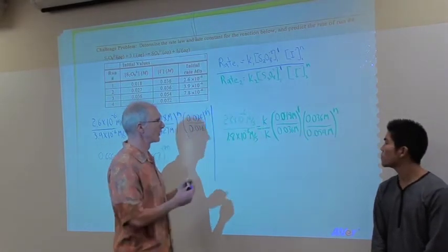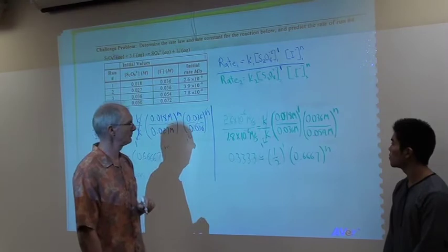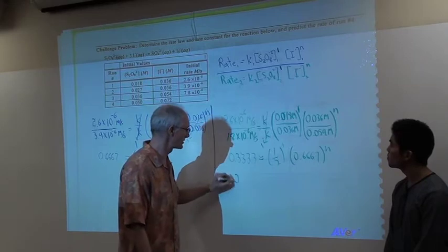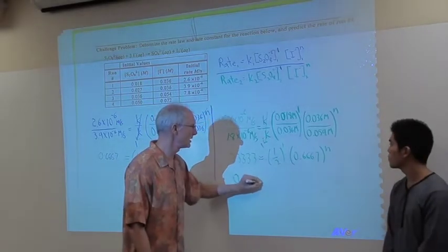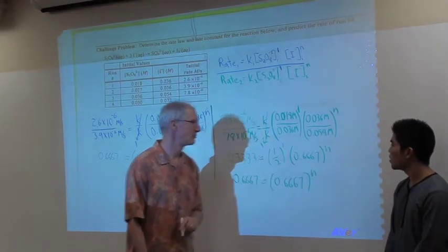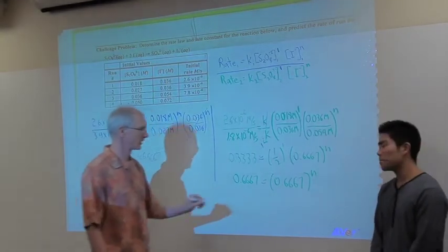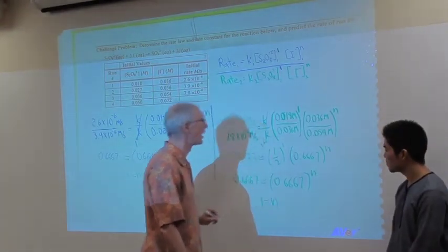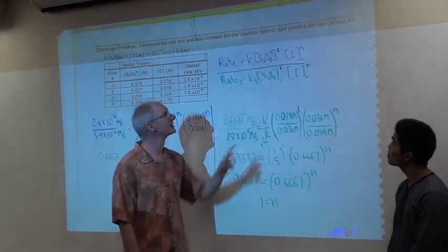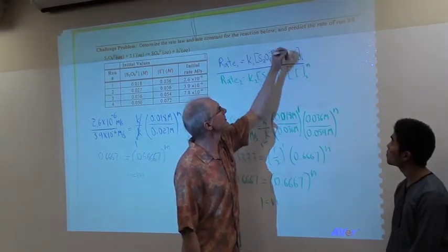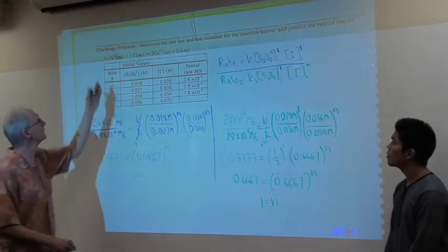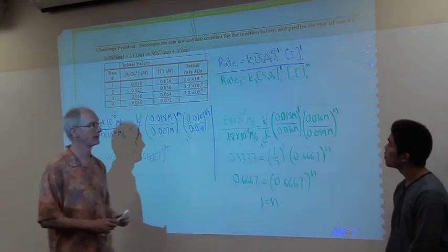And so I can do a little bit of math to begin with. I cross multiply. Half to the 1 is a half. Cross multiply it, I get 0.6667 equals 0.6667 to the n. So what is n? Again, n equals 1. So our rate law is rate equals k times [S2O8 2-] to the 1, [I minus] also to the first power. So it turns out to be a pretty simple rate law, even though the balanced equation is a little bit more complicated.